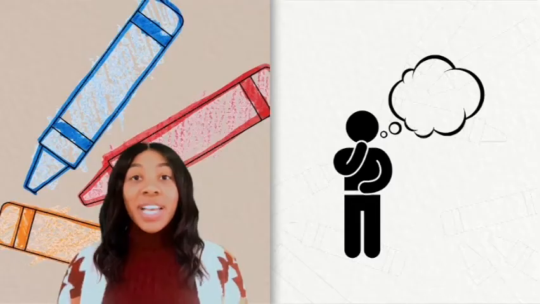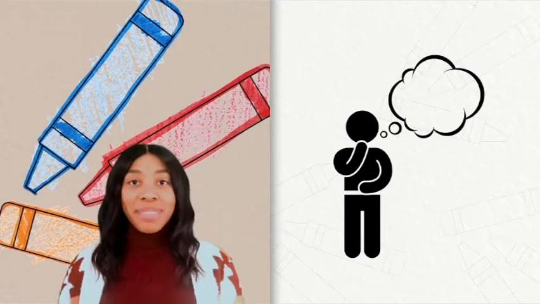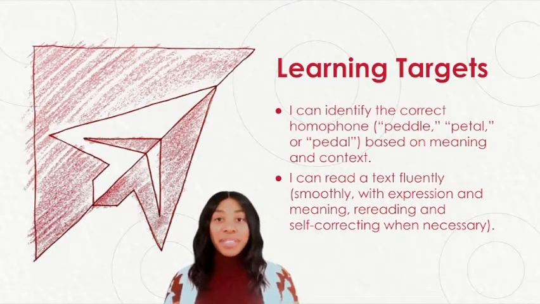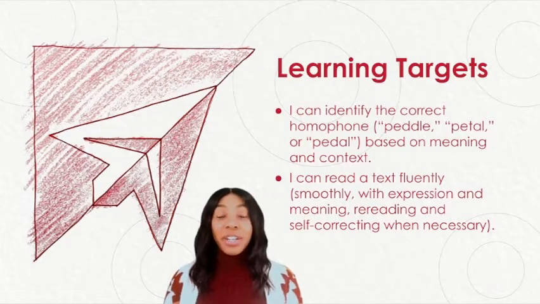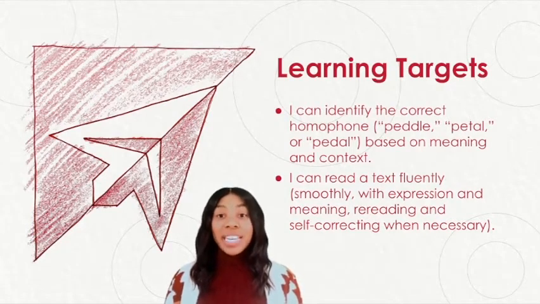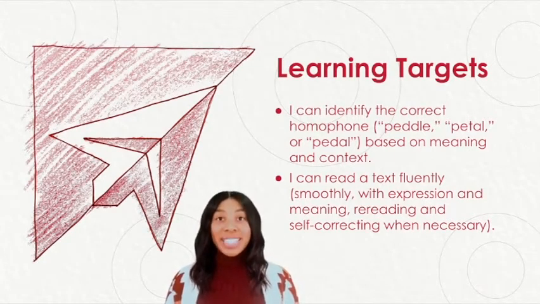Materials! You will need your thinking cap for this lesson. Ready? We have 2 learning targets for today. Please follow along with me as I read. Our first learning target is, I can identify the correct homophone, pedal, pedal, or pedal based on meaning and context. Our second learning target is, I can read a text fluently, smoothly, with expression and meaning, rereading and self-correcting when necessary.